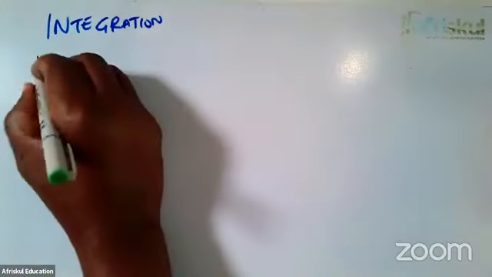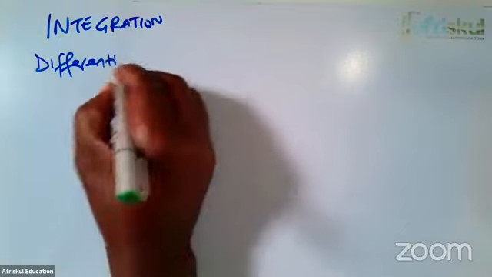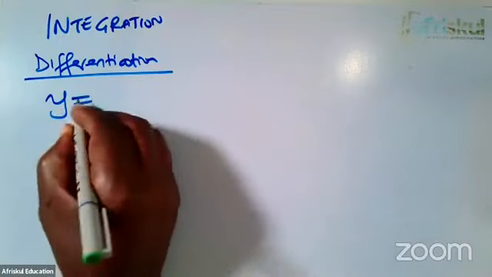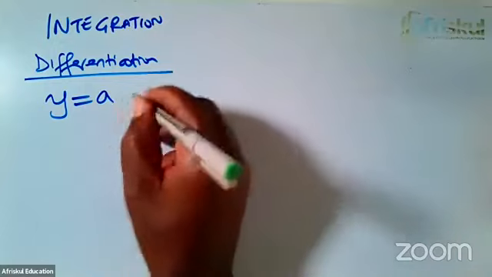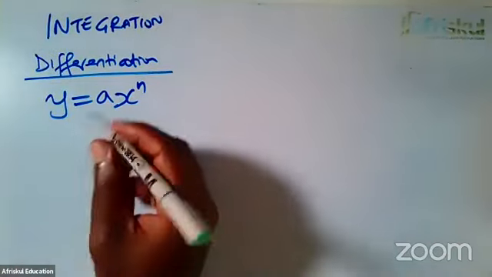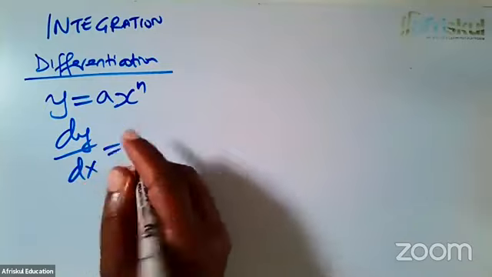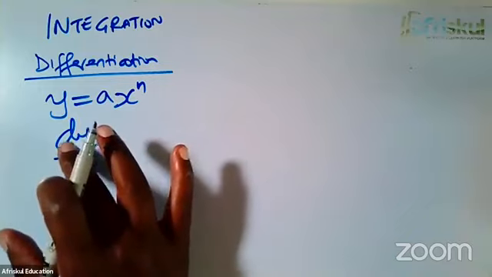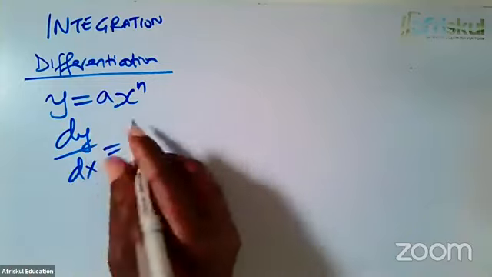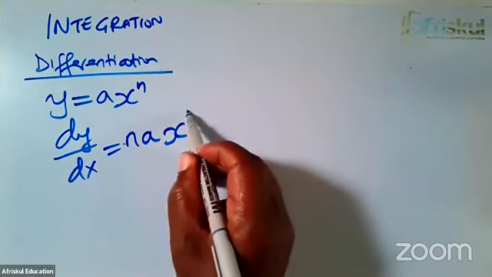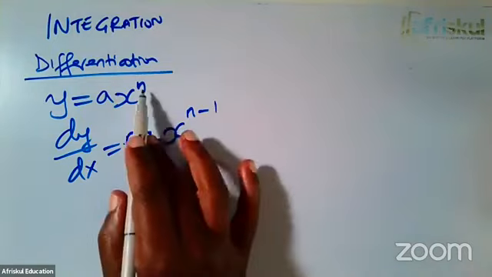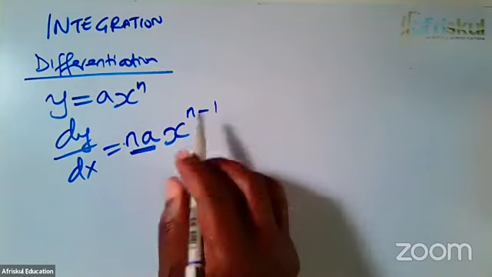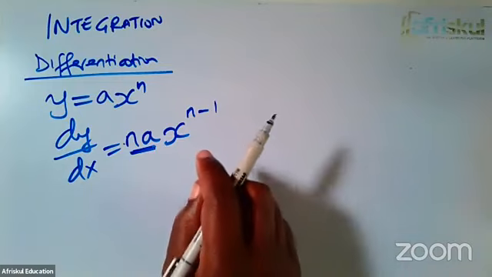When we talk of differentiation, ladies and gentlemen, differentiation is all about gradients. So when we have y equals ax raised to power n, to get dy over dx, what do we do? We drop n down. So we have na, x raised to our new power, which will be n minus 1. So when it comes to differentiation, there are two things: the concept of n going down to give us na, and the concept of reducing the power by 1.